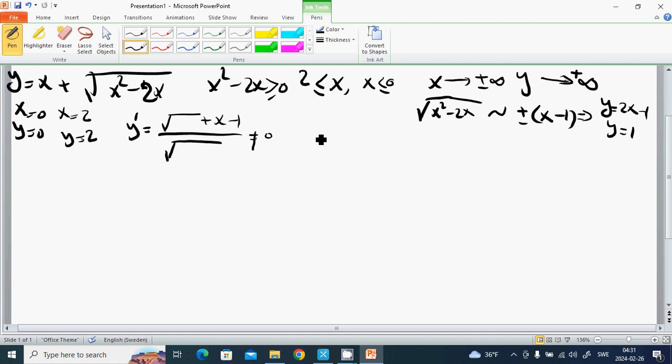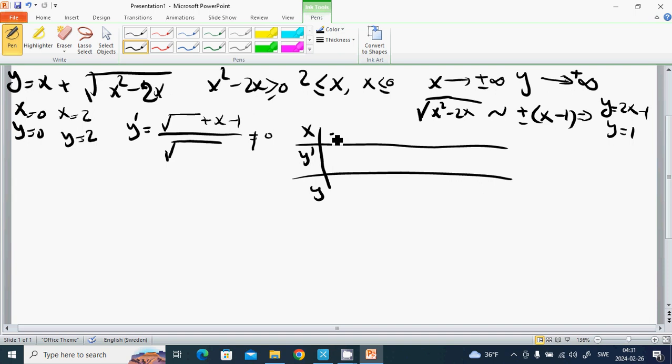Then we draw the table: x, y prime, y, from minus infinity to 0, 2, and plus infinity. In this area, we don't have anything. Here is 0, 0. And for this, it is infinite, because that part is under, it is a denominator. And here is 1. And here is plus infinity. When x goes to minus infinity, y is 1. And when x is plus infinity, y is plus infinity. Then we have negative, positive, down and down.